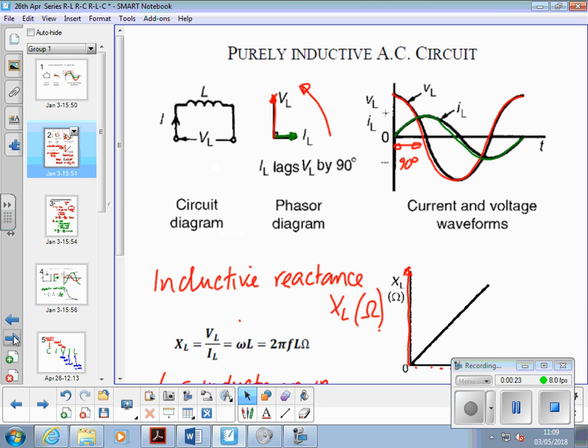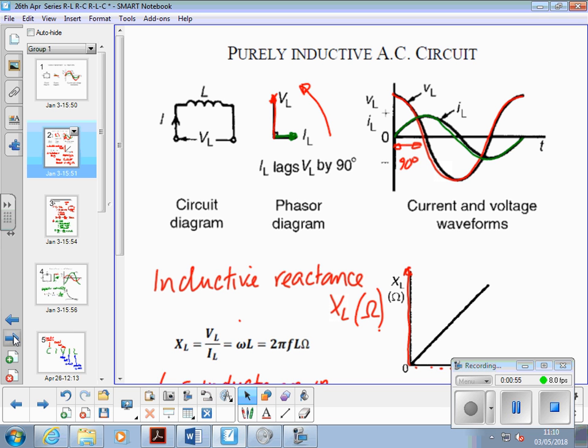Then we looked at a purely inductive circuit, which is not achievable in real life because an inductor is a coil of wire that's going to have some resistance. This imaginary pure inductor would give us current and voltage that are out of phase with each other. In fact, the current IL in green lags the voltage VL in red. Equally, you could say the voltage leads the current. So either way round would be fine.